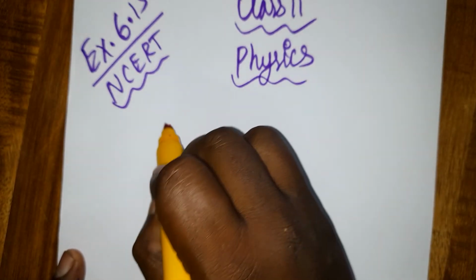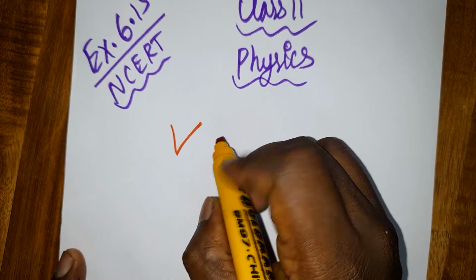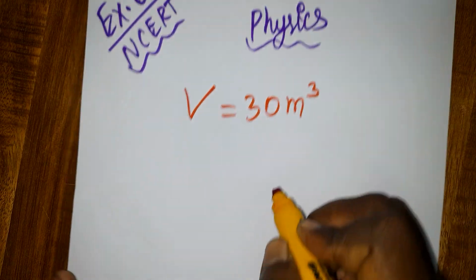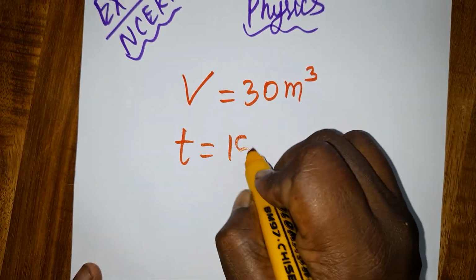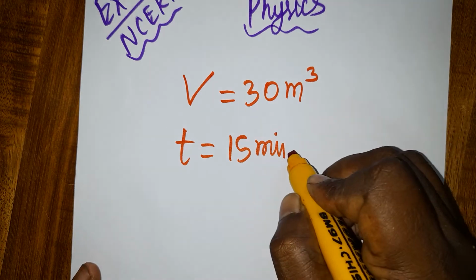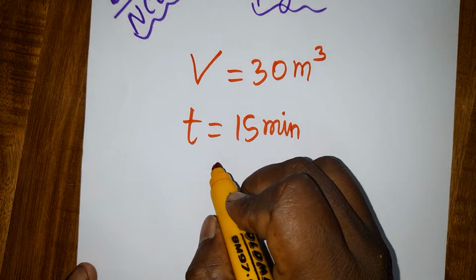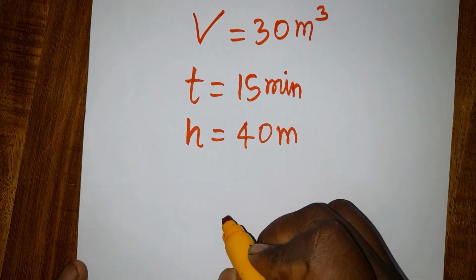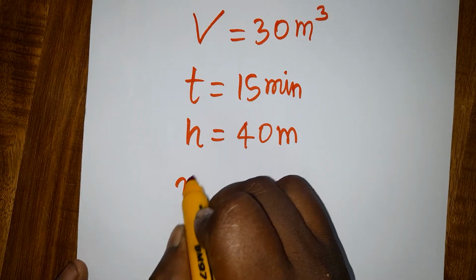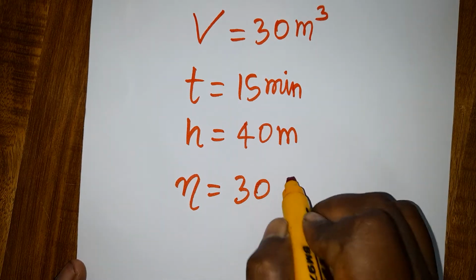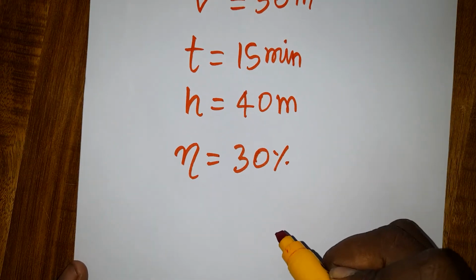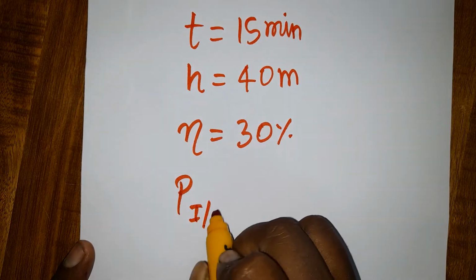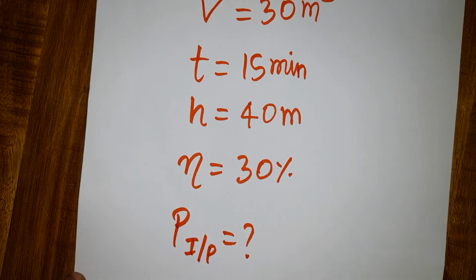So first, the volume of water is given as 30 meter cube. Time is given as 15 minutes, and the height of the tank is given as 40 meter. The next data is the efficiency. Only 30% of the efficiency will be used to fill this. So this much data is given. What is the input power the motor requires to fill this much in this many minutes?